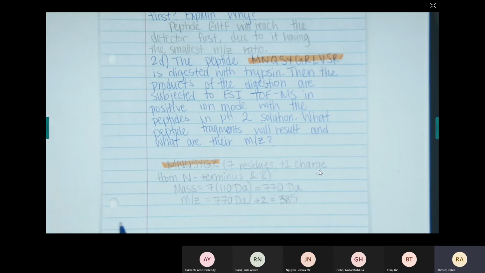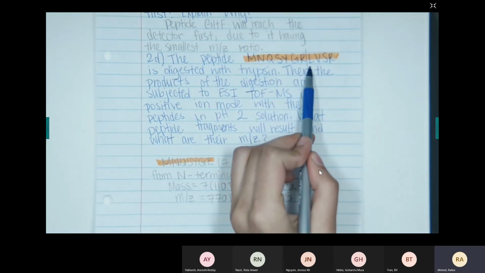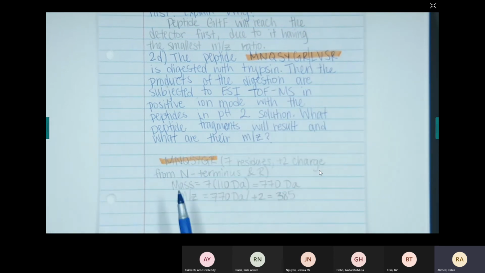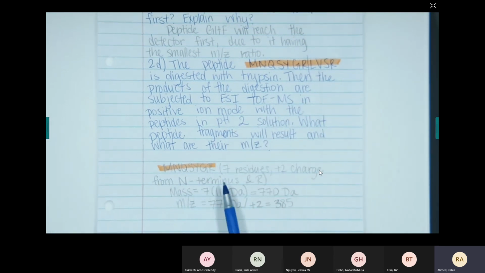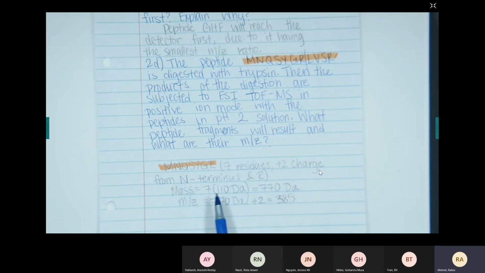So it's going to be MNQSYGR. Like the last one, we're just going to cleave. So for trypsin, it's going to be cleaved after arginine, wherever that site is. So it's going to be 7 residues, which is amino acids here, and then the +2 charge. So this is from the N-terminus. Remember, it's a protonated solution, pH 2, and it's going to be from the arginine here, which is +1 also.